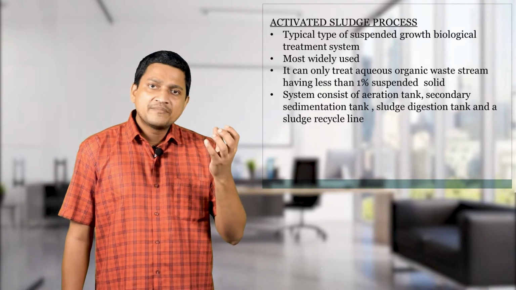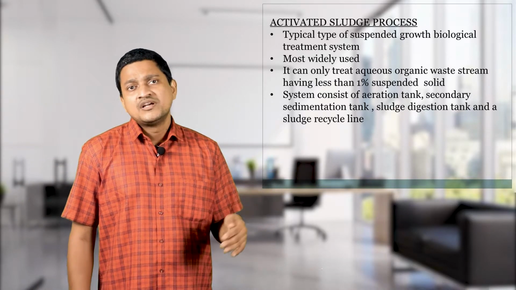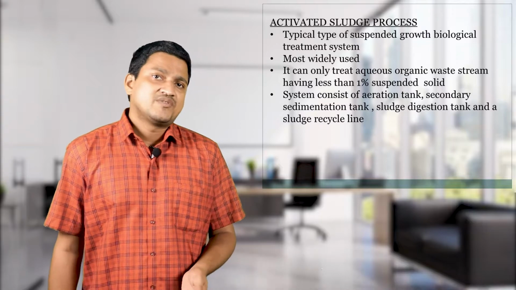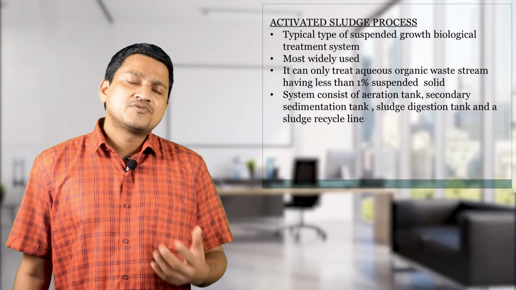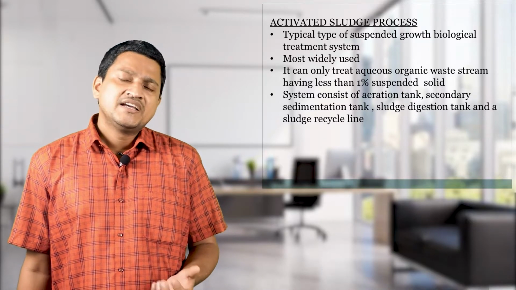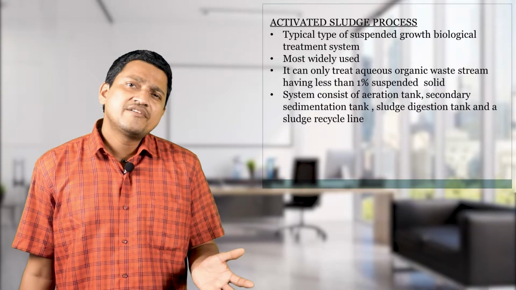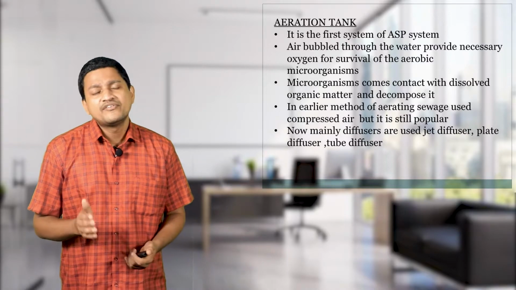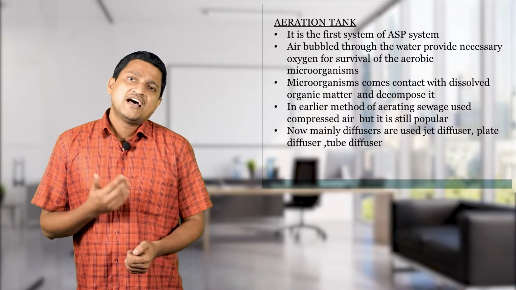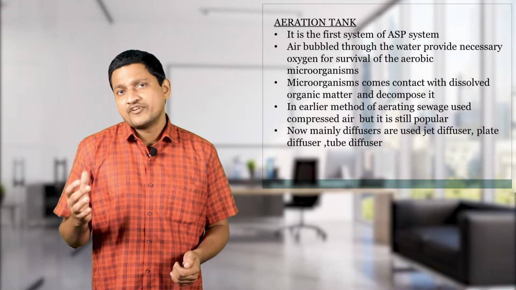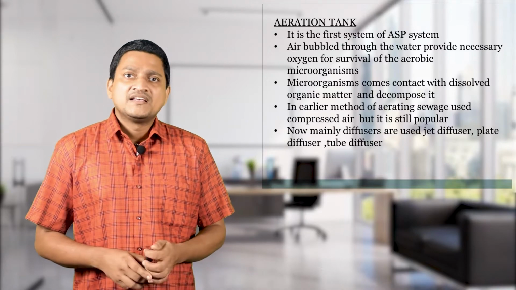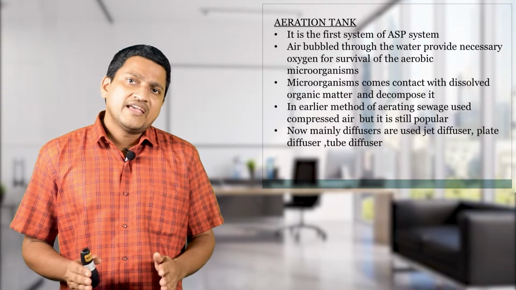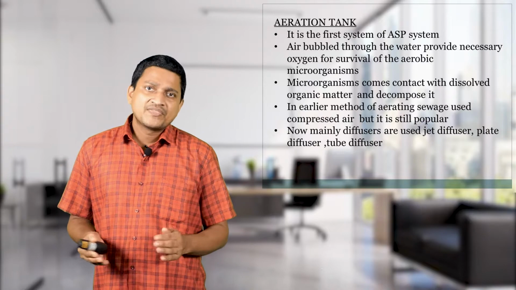This microbe can be used to treat the wastewater. That's the purpose. That is the process of activated sludge. First there is an aeration tank. It is the first system of the activated sludge process. Activated sludge process is shortened to ASP. The first step of the activated sludge system is the aeration tank.